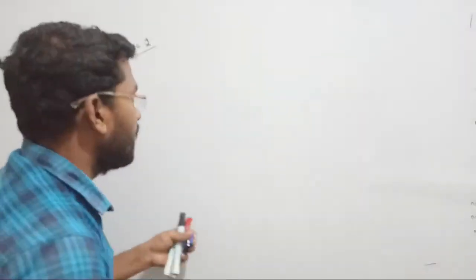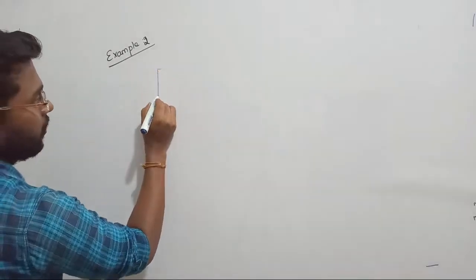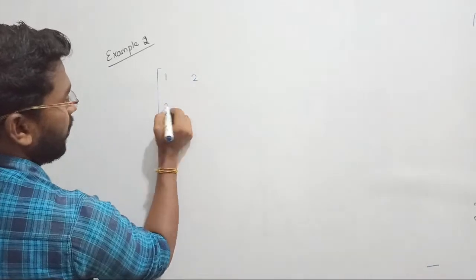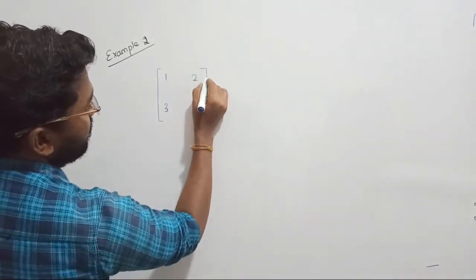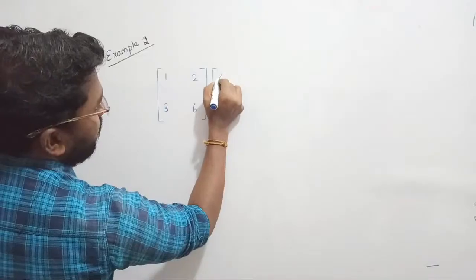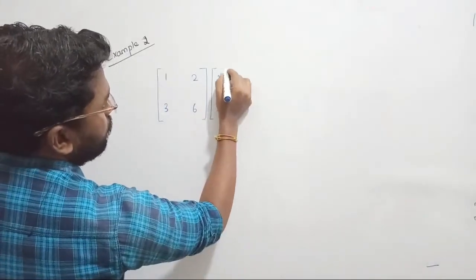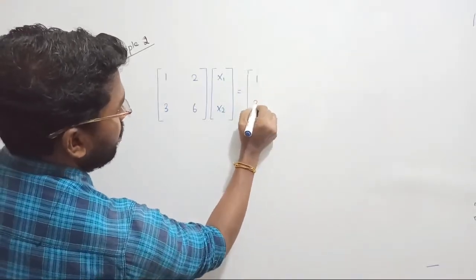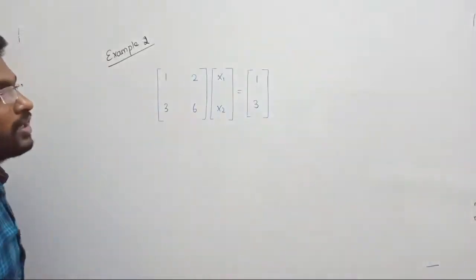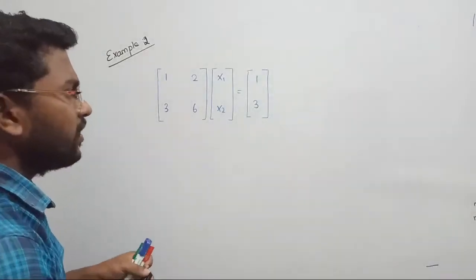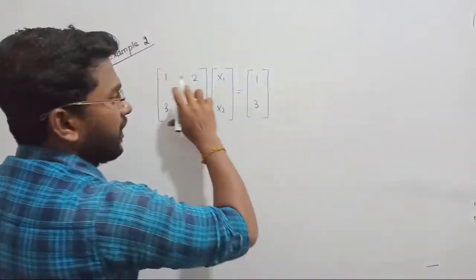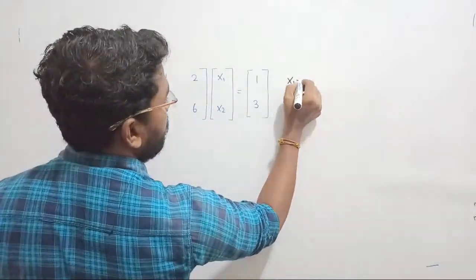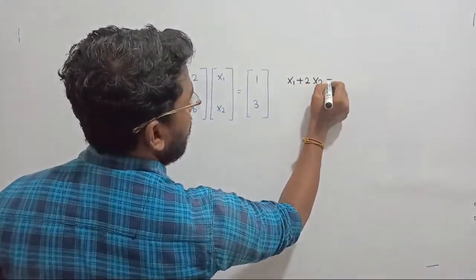Fine. Let's take some other example also. Let me select 1, 2, 3, 6. Let us select some vector variable x1, x2, such that, let me go ahead, 1, 2, 1, 3. Let's see what happens. Shall we proceed further? Yes. Most of the time in your examination, vector equations will be given to you. In vector format, x1 plus twice of x2 equal to 1.